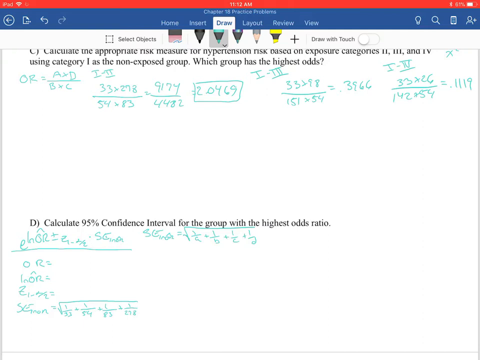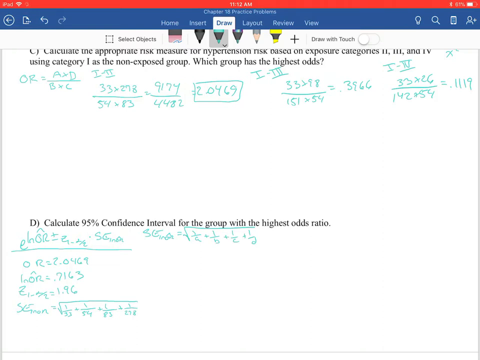Our confidence interval formula is shown here, where we have e to the natural logarithm of the odds ratio plus or minus our z of 1 minus alpha over 2 times the standard error of the LNOR. The standard error of the LNOR is the square root of 1 over a plus 1 over b plus 1 over c plus 1 over d. The odds ratio we're looking at here is 2.0469. To calculate the LNOR, you go to a calculator, find the ln button, press ln, then type in 2.0469, and it'll give you the natural logarithm of that odds ratio, which is 0.7163.